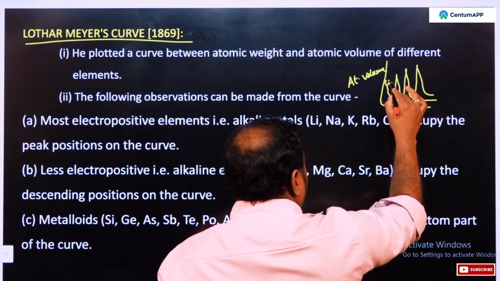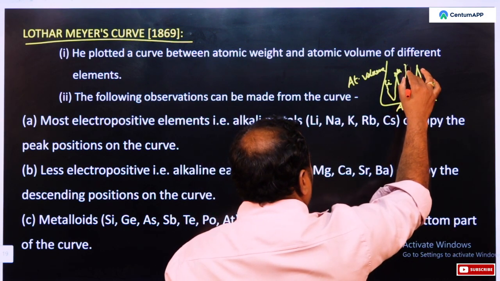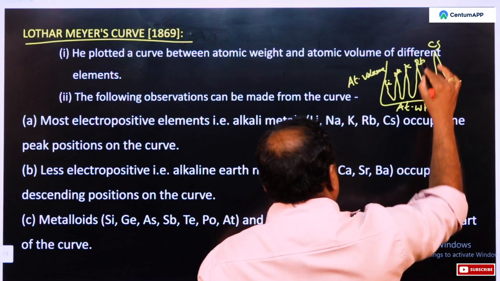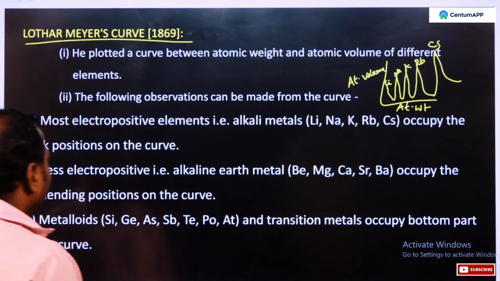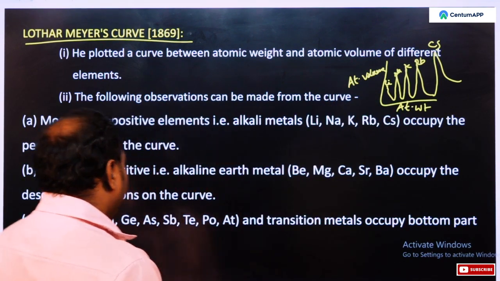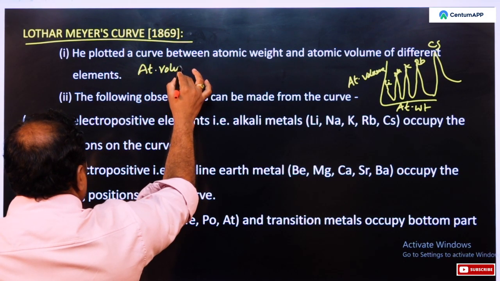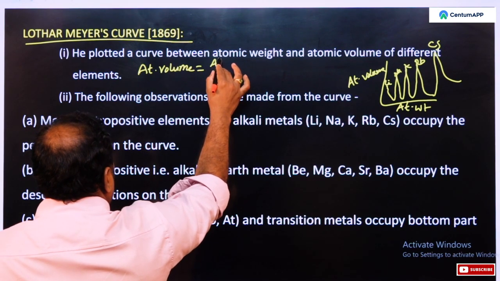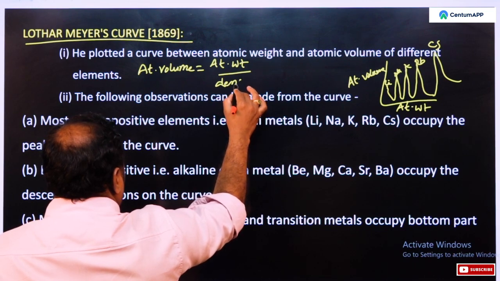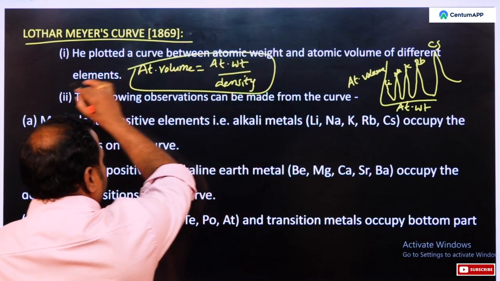First, lithium, sodium, potassium, rubidium, cesium. First group elements. Okay, the graph is drawn between atomic volume versus atomic weight. What is atomic volume? Atomic volume is equal to atomic weight divided by density.